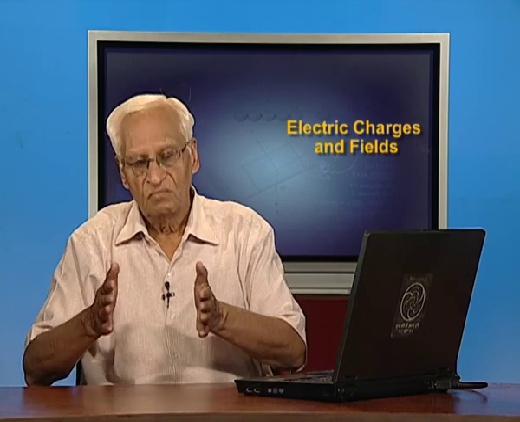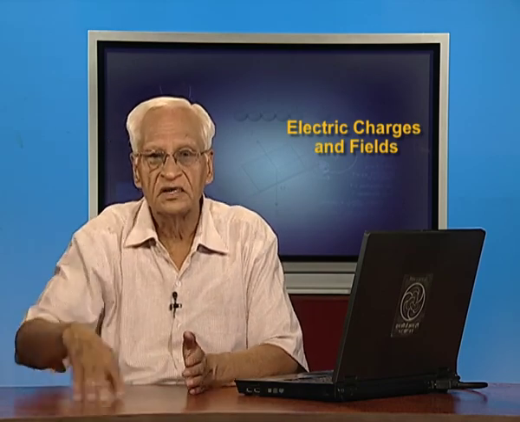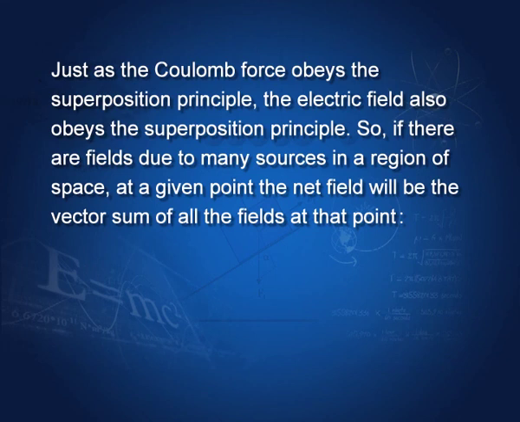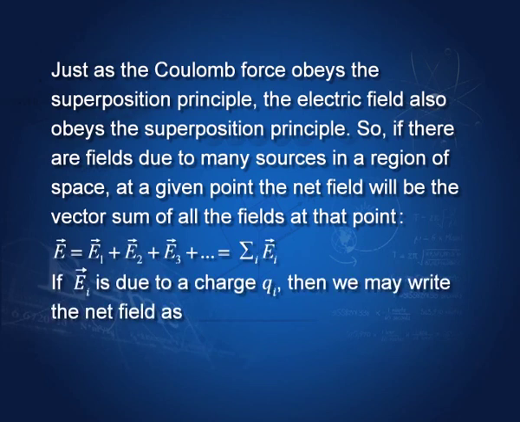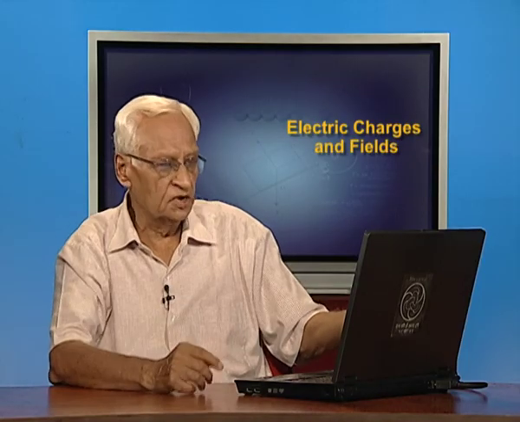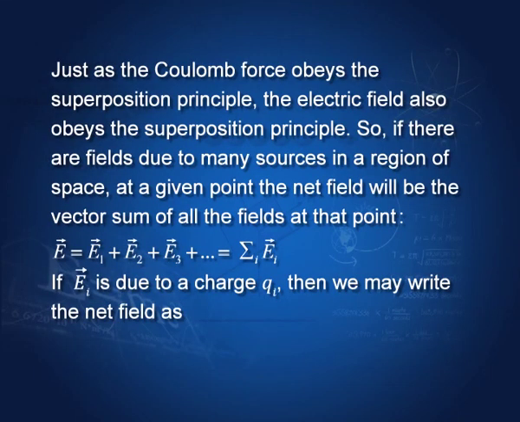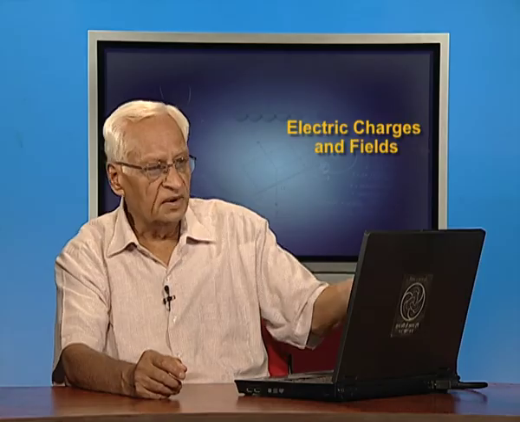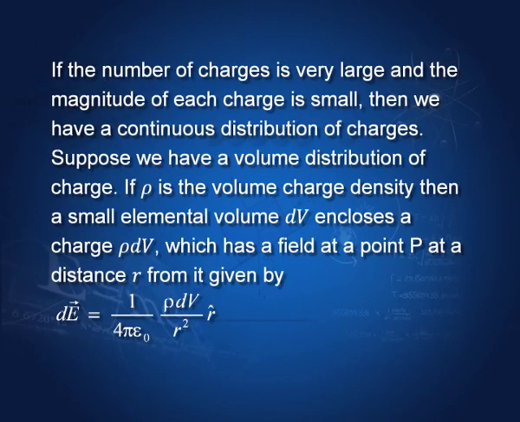Now, since we have superposition for Coulomb forces, it is obvious that we shall have a principle of superposition for the electric fields also. So, if E1, E2, E3 are fields due to different charges on a given charge, then the intensity of the total of all the fields together is E1 plus E2 plus E3, and this E in general is 1 by 4 pi epsilon 0 sum over i of q i by r i squared into r i cap. If the number of charges is large, then we have a continuous distribution of charges.